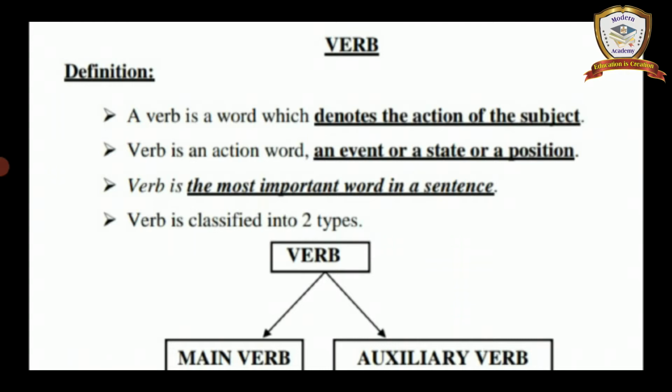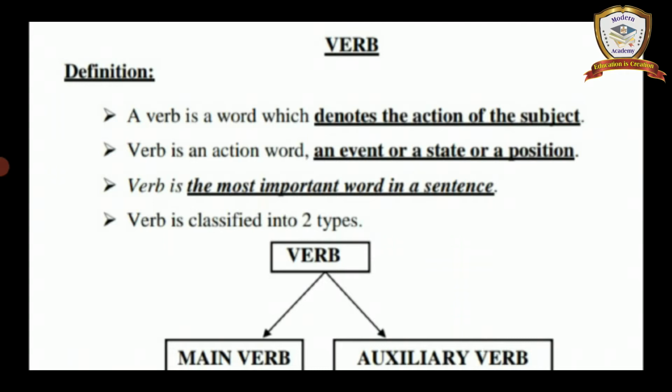So in the first sentence itself we have seen verb is an action word. It may be an event or state or position. It may be an event means we can see the various types in verbs. In that point you can notice which is the event, which is the state and which is the position, like that. And verb is the most important word in a sentence. Verb means it is a very important word.